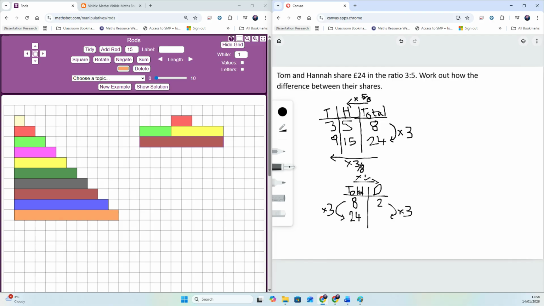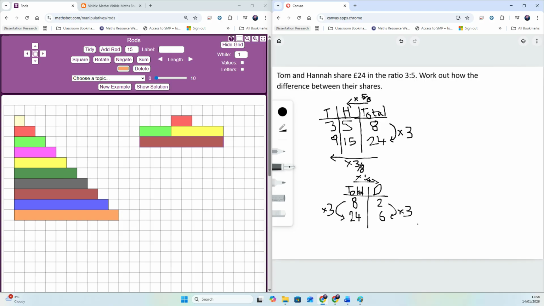1/4 of the total, or the total will be 4 times the difference if you want to work it that way around. Obviously, the numbers give you 2/8, but 2/8 simplifies to 1/4. And so again, it doesn't really matter if you're doing 2 times 3 or if you're doing 1/4 of 24. We're going to get directly to the difference between their shares, which is 6.